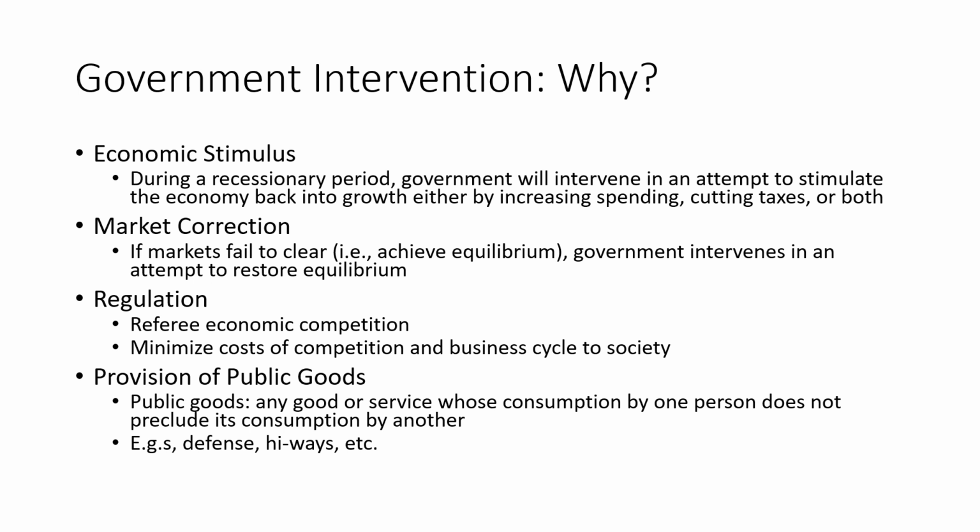The second main reason is market correction, to correct for what we refer to in economics as market failure. If markets fail to clear, in other words, they don't achieve an equilibrium, the government will intervene in an attempt to restore that equilibrium. Another reason is regulation, to referee economic competition, to make sure the game is fair. This is largely the purview of the Securities and Exchange Commission, though Congress gets involved in it. And the idea also is that regulation will minimize the cost of competition in the business cycle to society, which I just mentioned during the Great Depression.